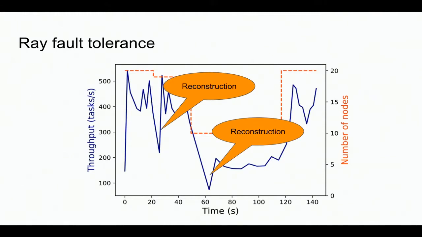And then we switch off half the cluster. Again, we get a dip from the reconstruction, and the task throughput goes up again. Then after we bring all the nodes back up, the task throughput is back to normal.